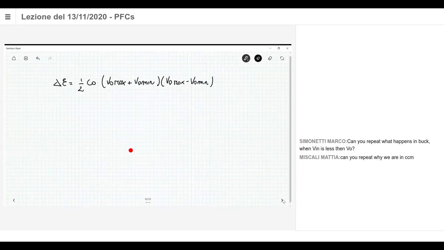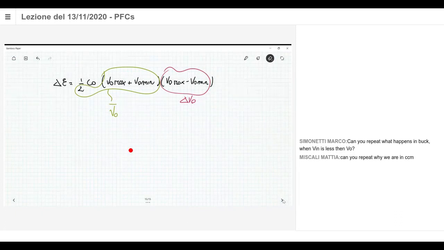But now I can recognize that V naught max minus V naught minimum is the delta V naught, is the ripple. While V naught max plus V naught minimum divided by 2 is the average output voltage, the voltage I can have at the output. So it is V naught, the average value. So that means that I can write that delta E is C naught delta V multiplied by V naught.